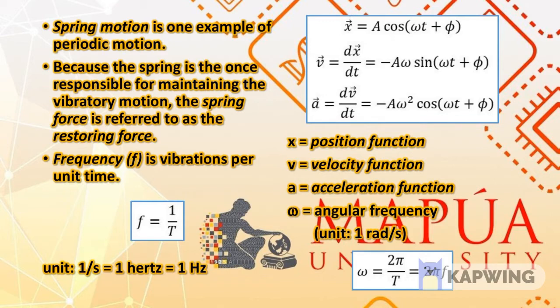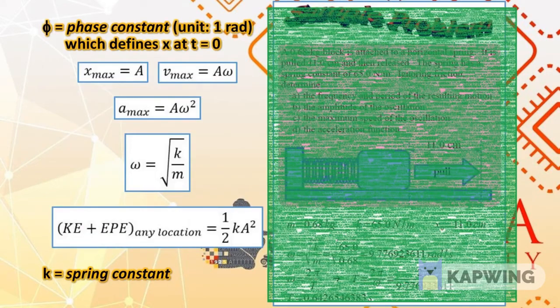Angular frequency, the unit of which is radians per second. The angular frequency omega is equal to 2 pi divided by the period of the periodic motion. Hence, it is also equal to 2 pi times the frequency. The phase constant, whose unit is radians, defines the position of the object at t equal to 0.